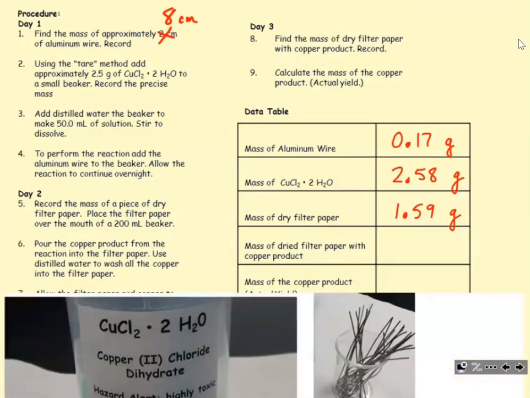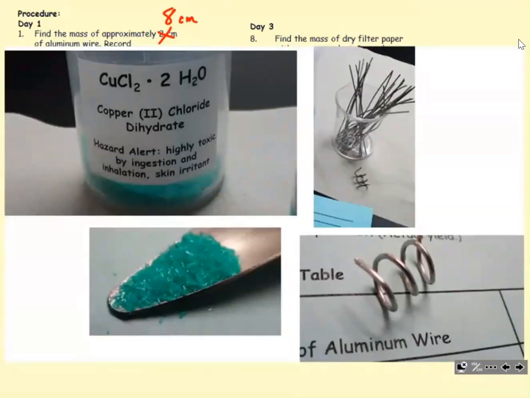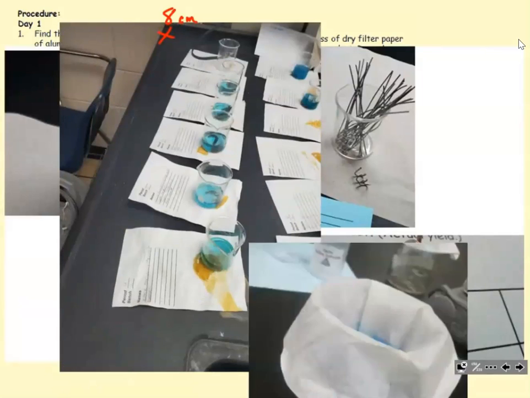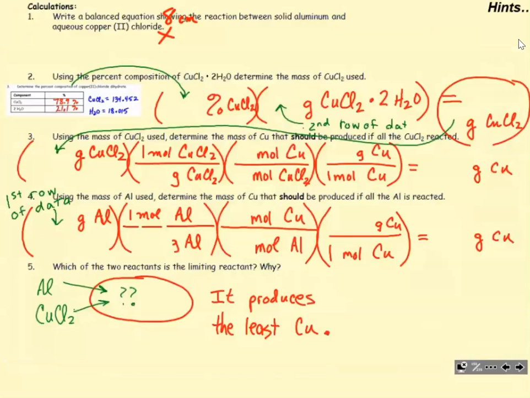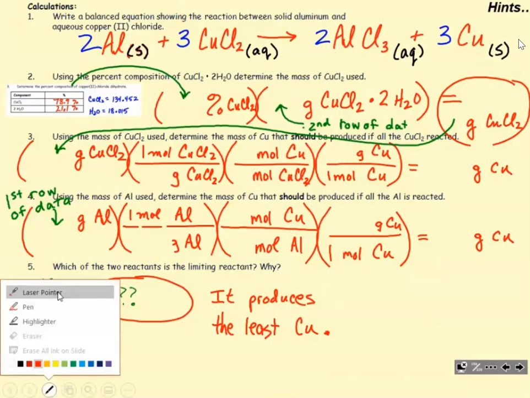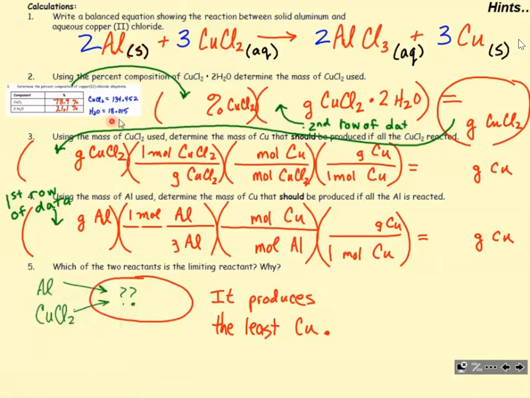Our data table should have everything in it now. We took copper chloride, dissolved it in water, put a piece of aluminum wire in there. Copper got made, sank to the bottom, poured it through a filter paper, let it dry out, found the final mass. All right, calculations. You got to have a balanced equation. If you don't have that down there yet, that's what it is. This is aluminum, that little piece of wire, and the copper chloride was the blue crystals that we dissolved in water, and then we threw the wire in there.